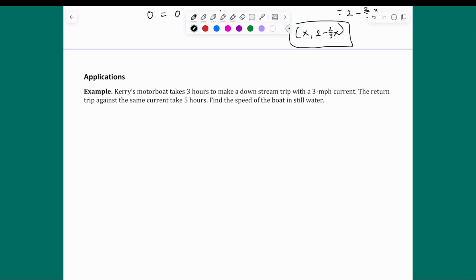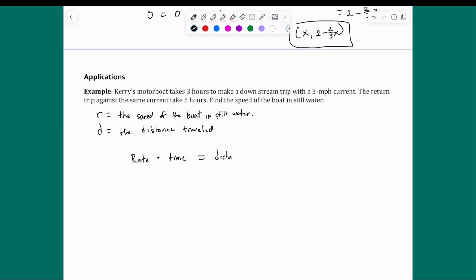So this is what we call a distance problem. And so we'll let R here be the rate or the speed of the boat in still water, meaning no current. And then we'll let D be the distance traveled. Okay, so we know the formula: rate times time is equal to distance, or distance equals rate times time.